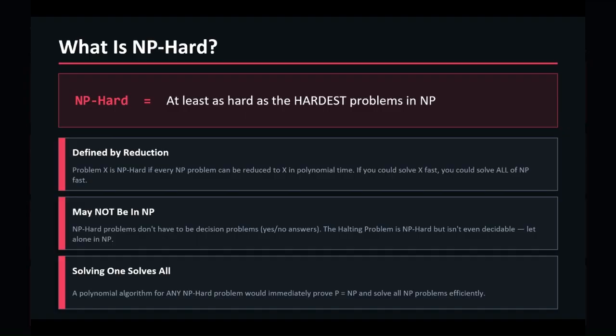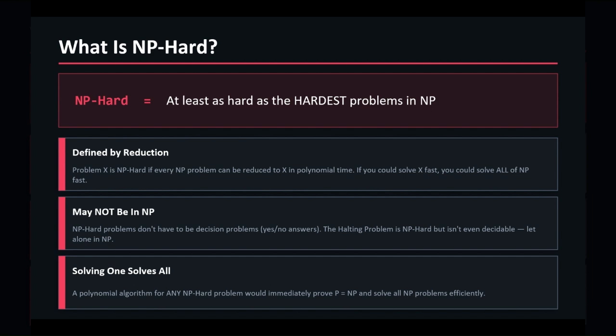What is NP-hard? Now, we need to distinguish two related but distinct concepts: NP-hard and NP-complete. Let's do NP-hard first. A problem is NP-hard if it is at least as hard as the hardest problem in NP. Formally, this is defined through a concept called polynomial reduction. We say X is NP-hard if every NP problem can be transformed into X in polynomial time. The idea: if you could solve X efficiently, you could use that to solve every NP problem efficiently.